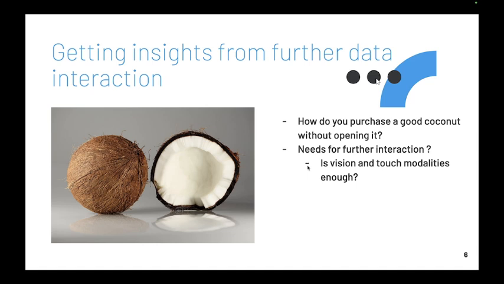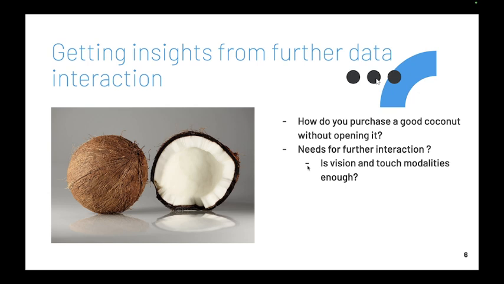So in the previous example with the avocados, we were exploring 2 modalities, the vision and then the touch. Well, were these modalities enough? That's one question we might ask sometimes. Let's consider now you are tasked to purchase a good coconut. With the avocados, you could touch them, you could press, you could visually see whether they were good or not.